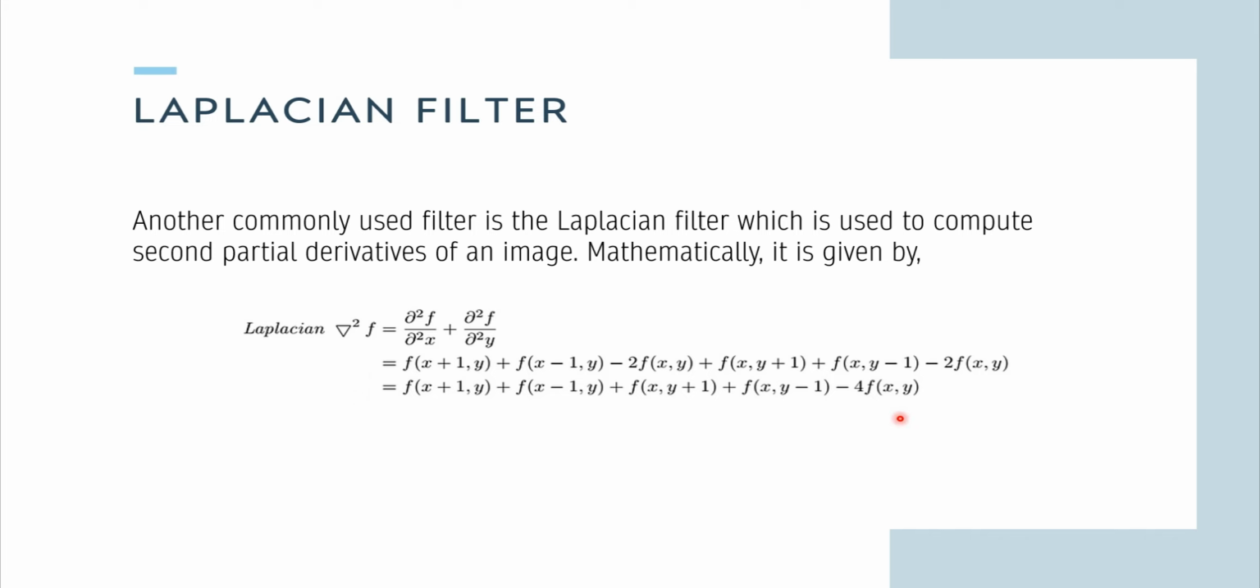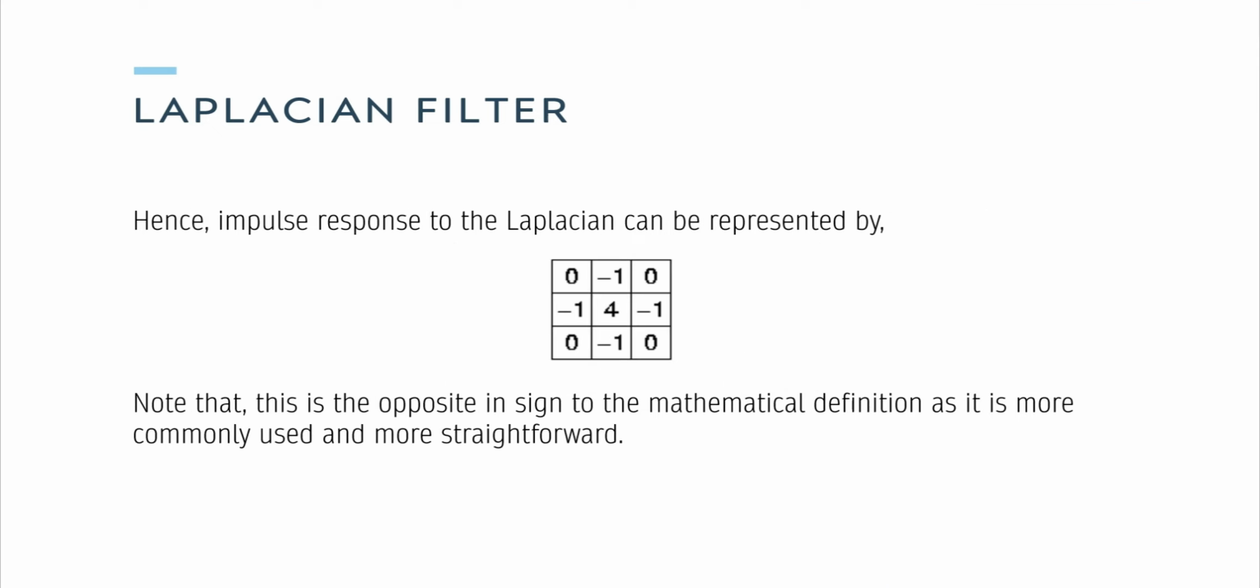If we provide an impulse as its input and we try to solve it as we did for the gradient filter, we can get the impulse response of a Laplacian. If we do that, we'll get this filter known as Laplacian filter. Note that this filter is opposite in sign of the one obtained by the previous equation. However, this is more commonly used and more straightforward.